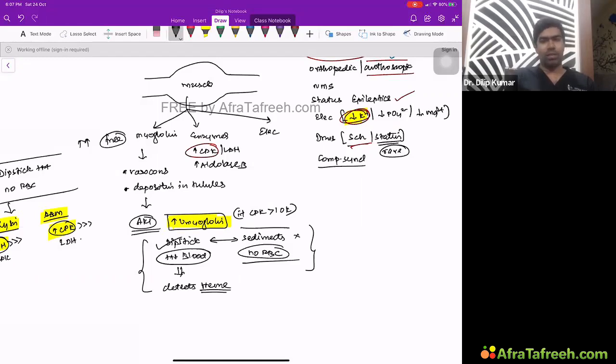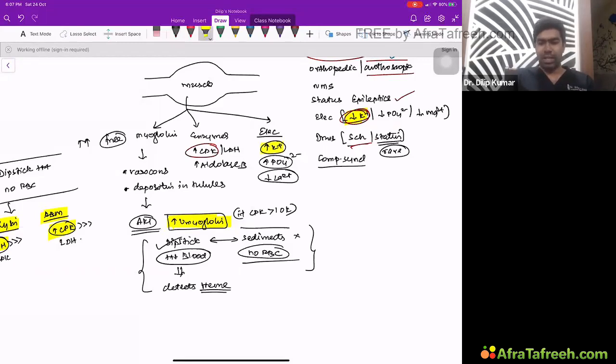And number 3, electrolytes. The electrolyte problems that they're going to face: the most important electrolyte that the muscle is going to release is potassium, causing hyperkalemia. Another important one that the muscle releases is phosphate, so there will be hyperphosphatemia. This phosphate will definitely combine with calcium, producing a calcium phosphate compound, thereby reducing free calcium and causing hypocalcemia.